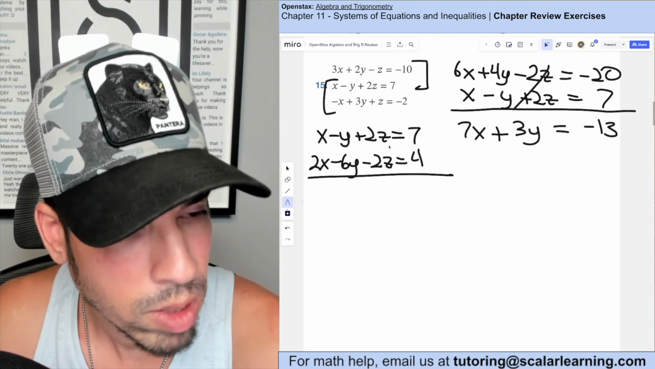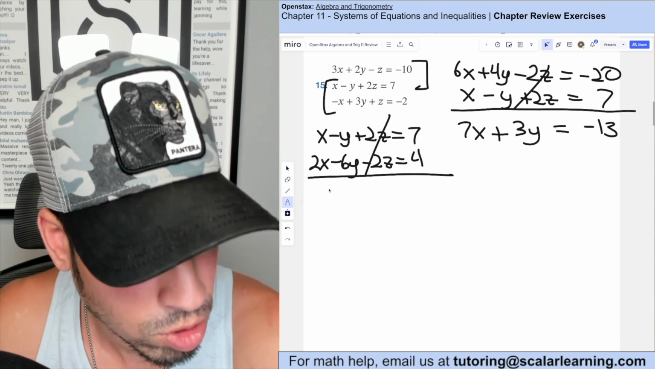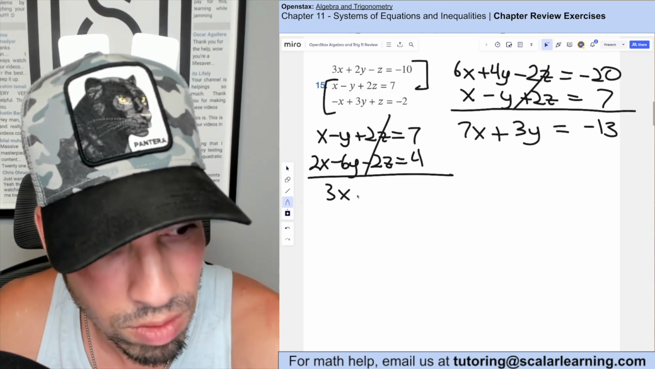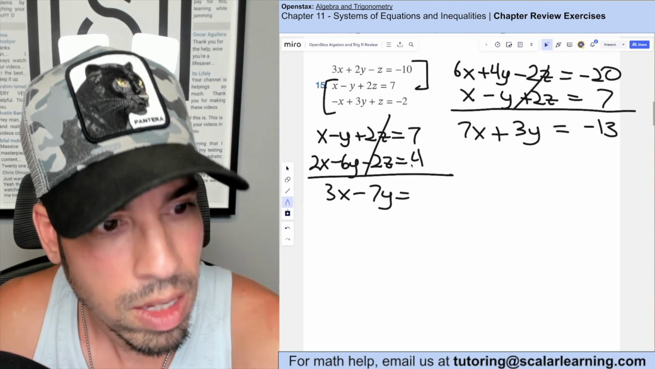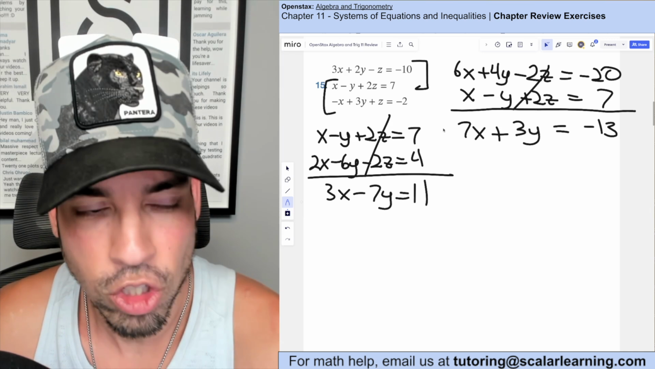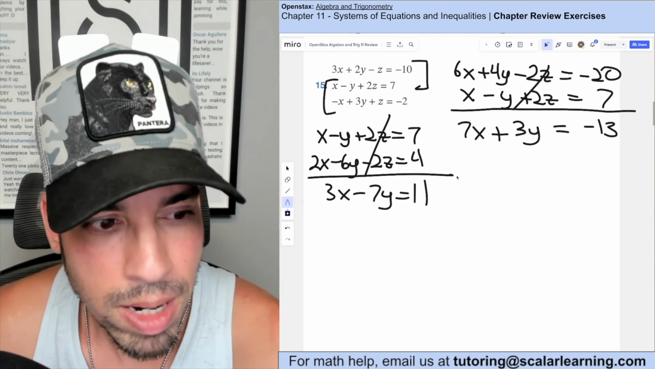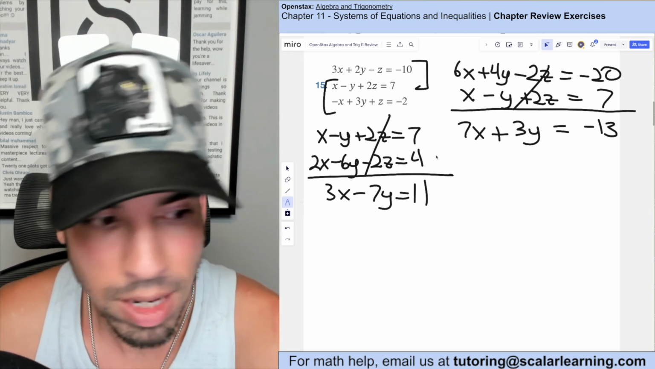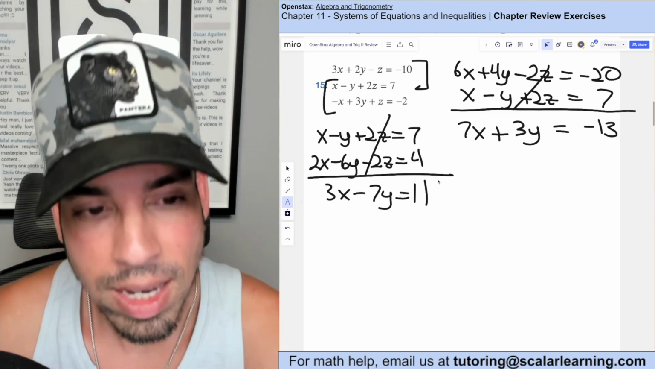And now when I add these together, goodbye z's. X plus 2x is 3x. Negative y plus negative 6y is negative 7y. And then we've got 11 over here. So check this out. I got this equation and this equation. And now we need to combine these two in a way to isolate for x and or y. So let's again go to elimination.